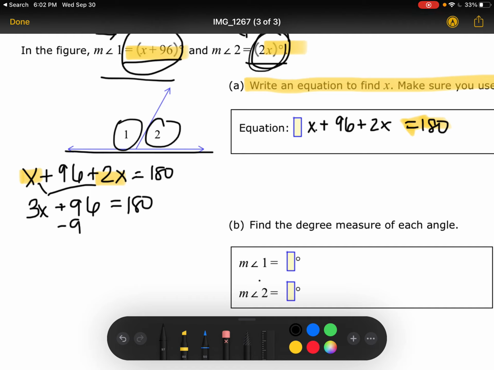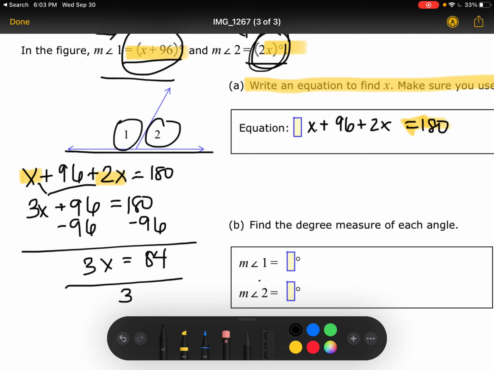Now I need to move this over. The only way to do that is subtract it from both sides. I believe that this is 84. I am the math teacher that has no confidence when I do videos, so I'm just going to double check to make sure I got that right. Yes, that is 84. So 3x equals 84, right? And then I'm going to divide by 3.